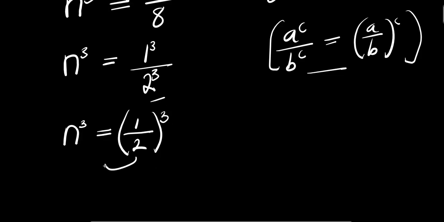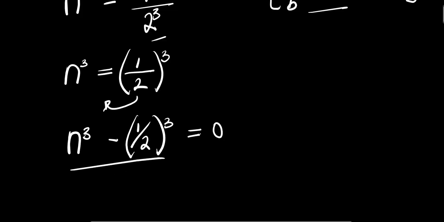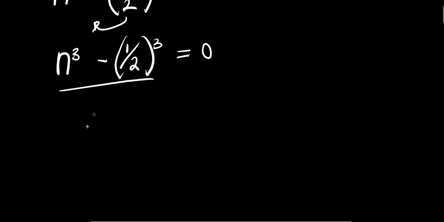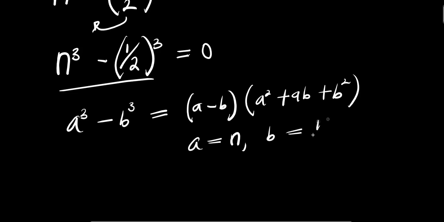Now, let's move this over here. So I have n power 3 minus 1 over 2 to the power of 3 equals 0. So let's expand this. That means I will apply this identity a power 3 minus b power 3, which equals a minus b times a squared plus ab plus b squared. And my a is n, and my b is 1 over 2.